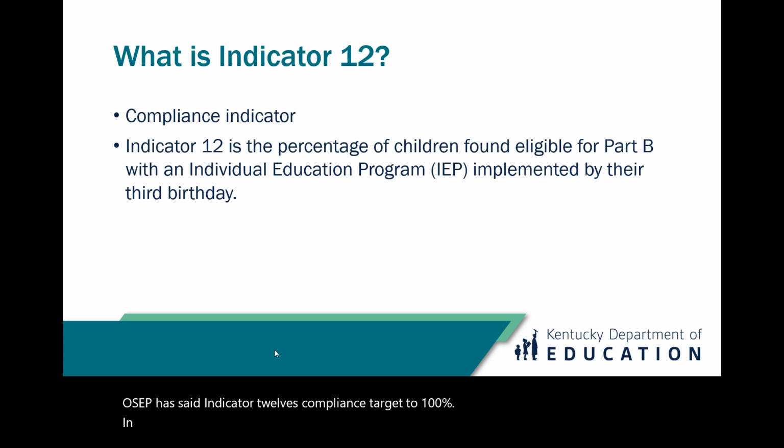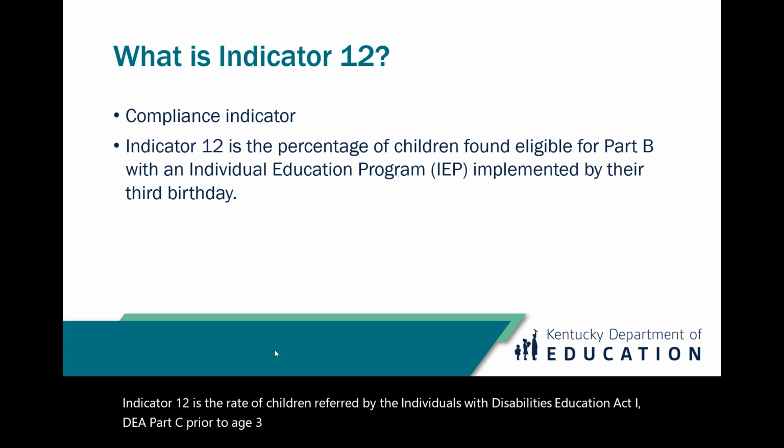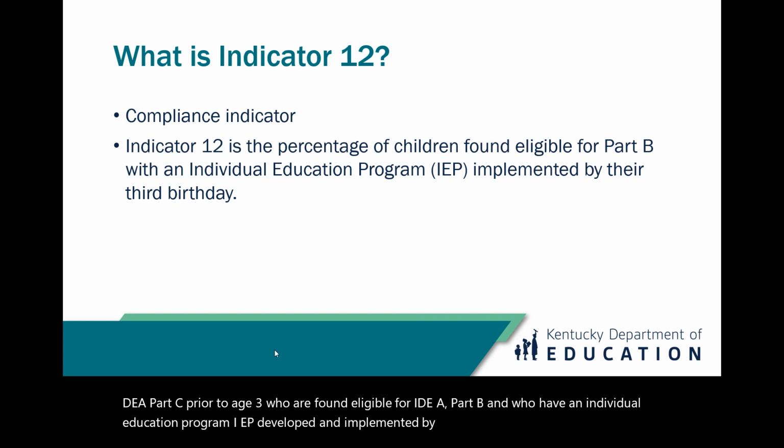Indicator 12 is the rate of children referred by the Individuals with Disabilities Education Act, IDEA, Part C, prior to age 3 who are found eligible for IDEA Part B and who have an Individual Education Program, IEP, developed and implemented by their third birthday.